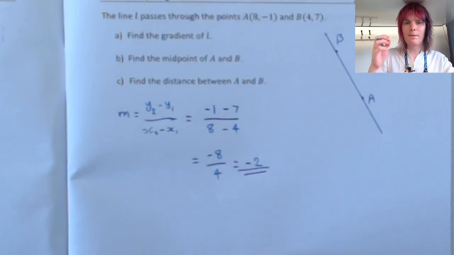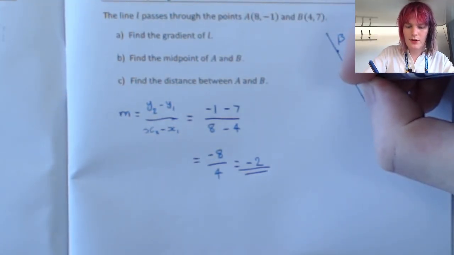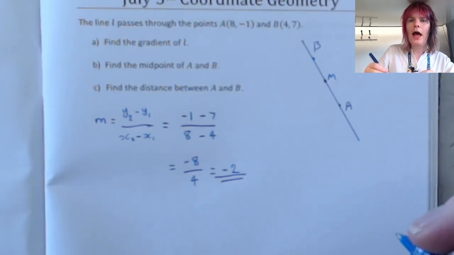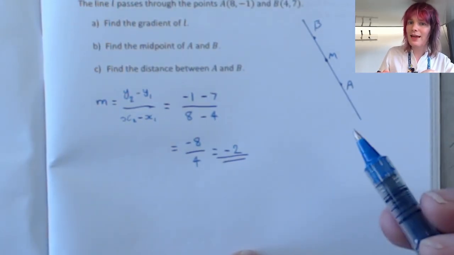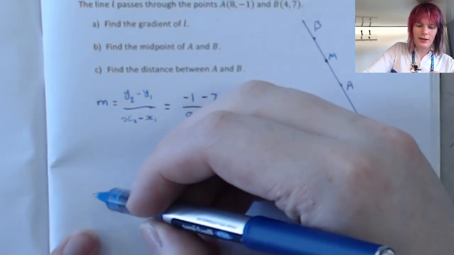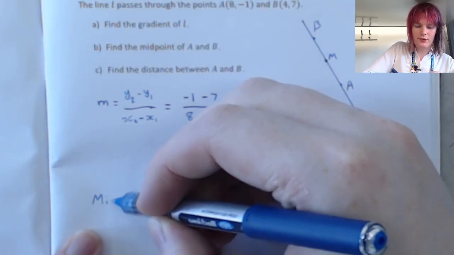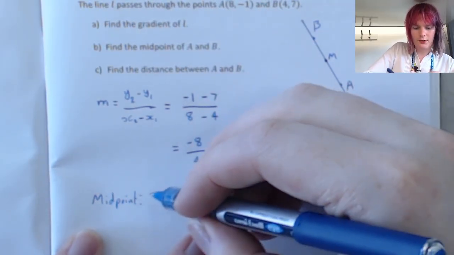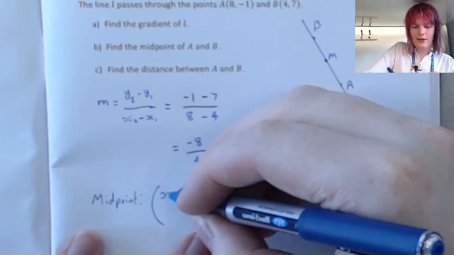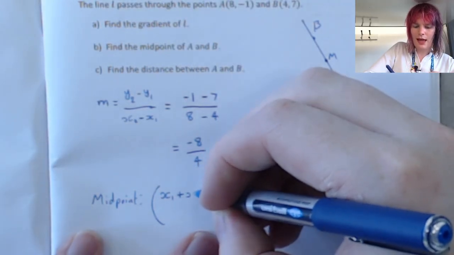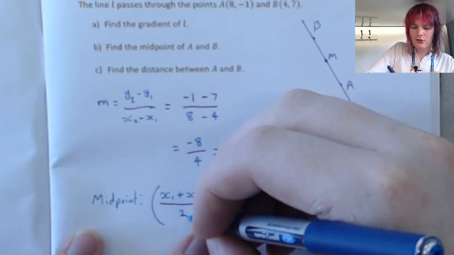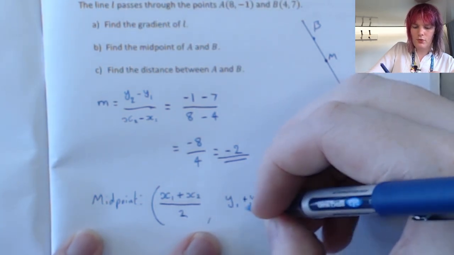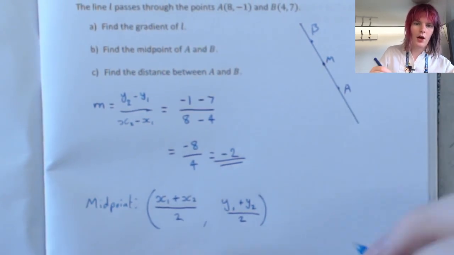We now want to find the midpoint. So the midpoint is the point that goes between them. This was the second formula that we learned in A-level. The midpoint, as a coordinate, has x-coordinate x1 plus x2 divided by 2, and y-coordinate y1 plus y2, again divided by 2.